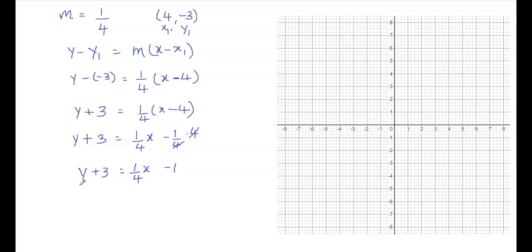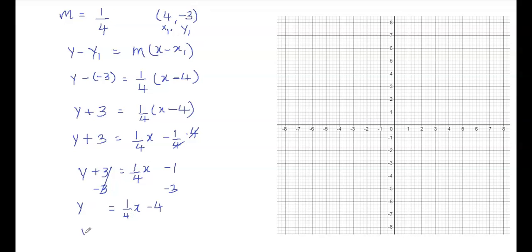Now I need to solve this equation for y. So I'm going to eliminate this 3 from the left hand side. I'll subtract 3 on both sides of my equation. Subtracting 3 from both sides, this will be y, because -3 and +3 is going to be 0. So we are only left with y on the left hand side. On the right hand side I'll get 1/4 x, and then -1 minus 3 is going to be -4. So this is the equation of my line, which has a slope of 1/4 and passes through the point (4, -3).